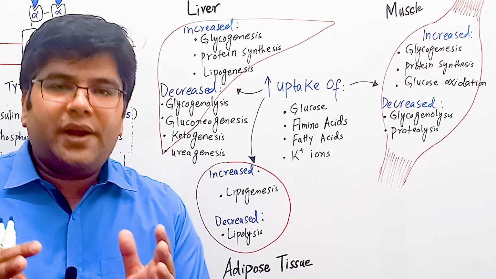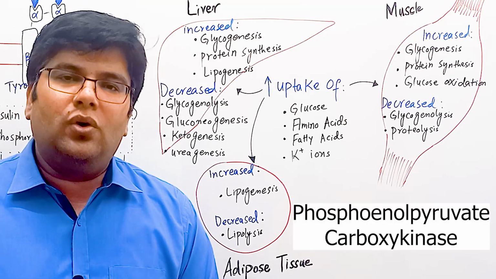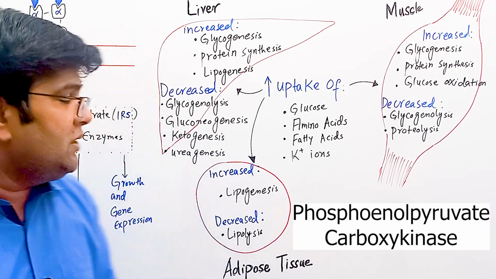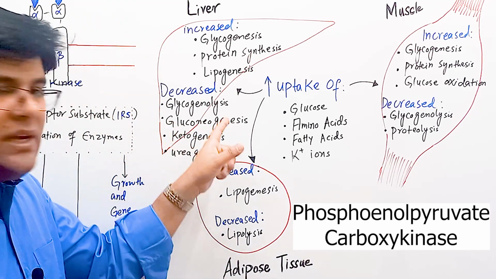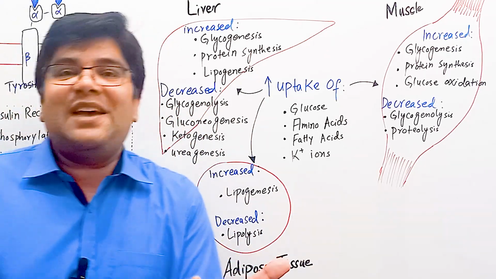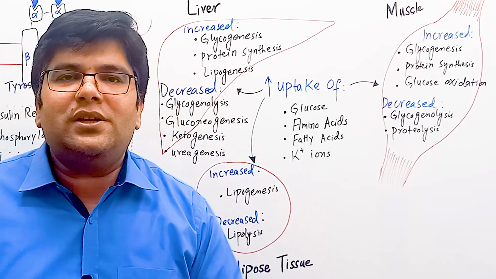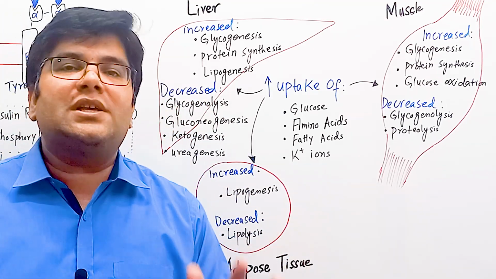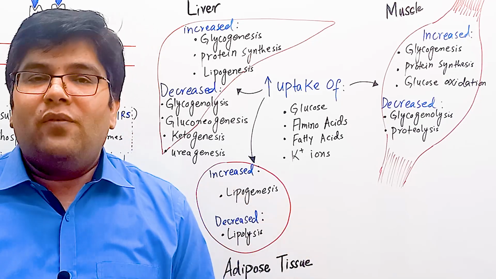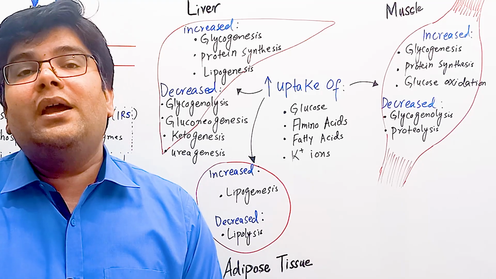The most important rate limiting enzyme of gluconeogenesis is phosphoenolpyruvate carboxykinase, which is inhibited by the action of insulin, and that's why gluconeogenesis, or new synthesis of glucose, in the liver will be suppressed. Now, as I have mentioned, when we take a little bit of carbohydrate, like just one biscuit, most of that carbohydrate will be used as a source of energy in glycolysis and the Krebs cycle. When you take a little bit more carbohydrate, the extra carbohydrate will be stored in the form of glycogen.